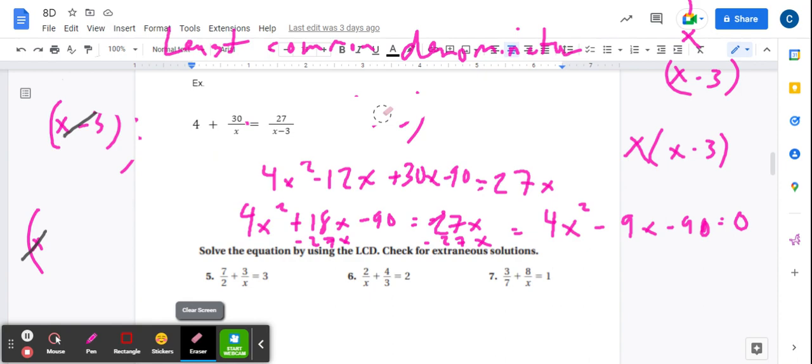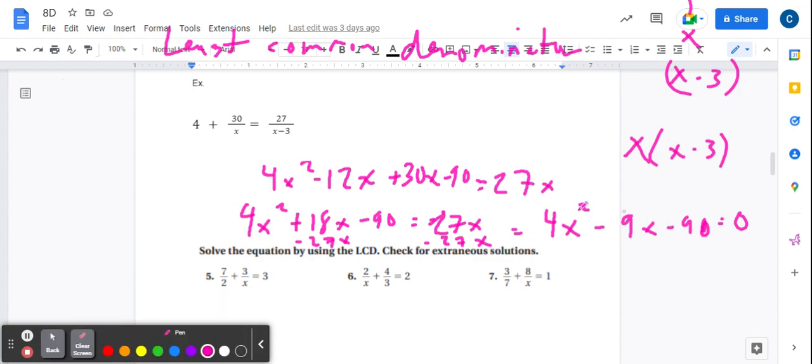Erase some of this here. All right, so now we have 4x squared minus 9x minus 90 equals 0. We got to factor that. And so we have to multiply 4 times negative 90, which is negative 360. And we got to find two numbers that multiply to negative 360 that add to negative 9.